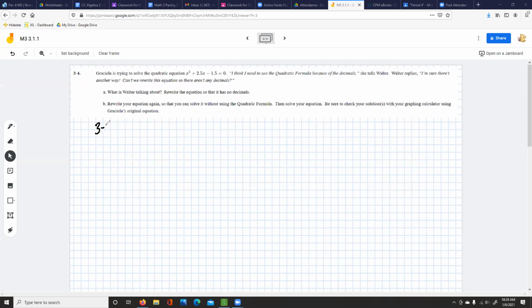So 3-4, let's write the equation. X squared plus 2.5x minus 1.5 equals 0. Okay. That's our equation. It has 2 decimals in it. Is there a way to get rid of the decimals, you guys?